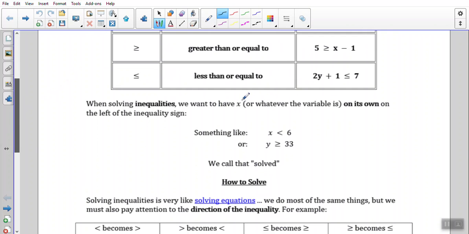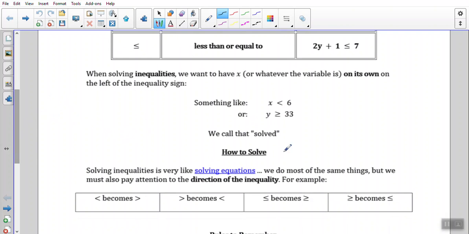Alright, when solving inequalities, we want to have x, or whatever variable we use, on its own, meaning on one side. And that specific side, we want it on the left side of the inequality sign, something like this. We want to have the x by itself and the number on the other side, and you have your inequality in the middle. When we have this, we say this is solved. Okay? How do we solve this inequality?